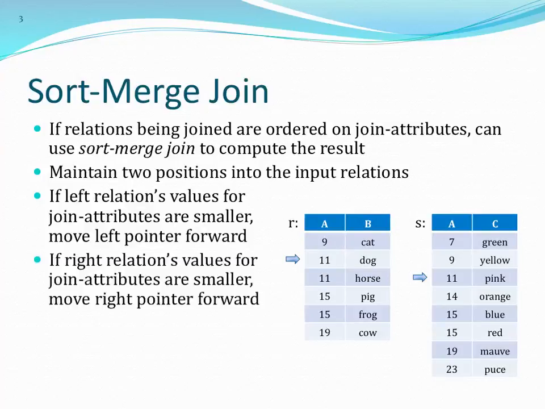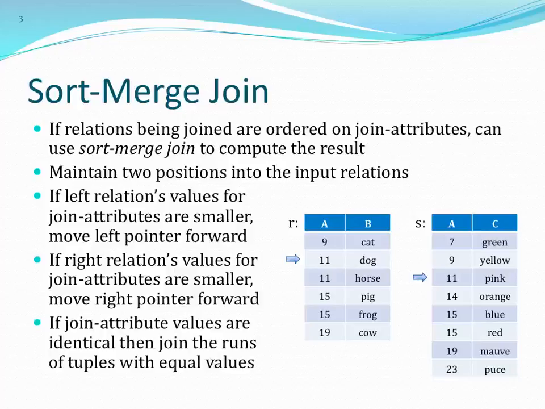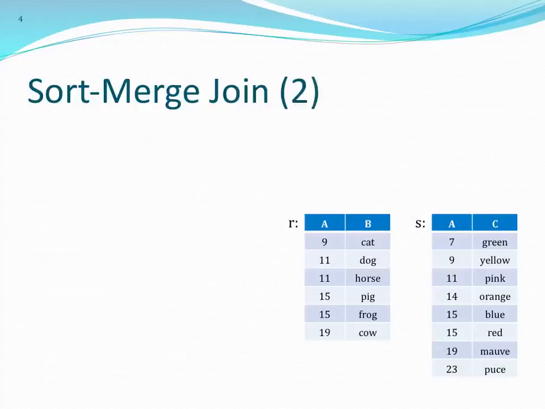I could do something like that. If the right relation's values for the join attributes are smaller, we move the right pointer forward. Otherwise, we go ahead and join the runs of tuples that we have with equal values. Really straightforward. There's not really a lot of complexity to this, except that we'll discover that there's a bit of a wrinkle here.